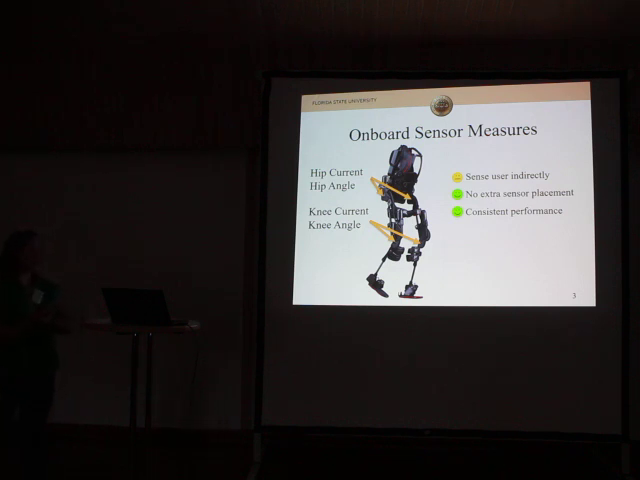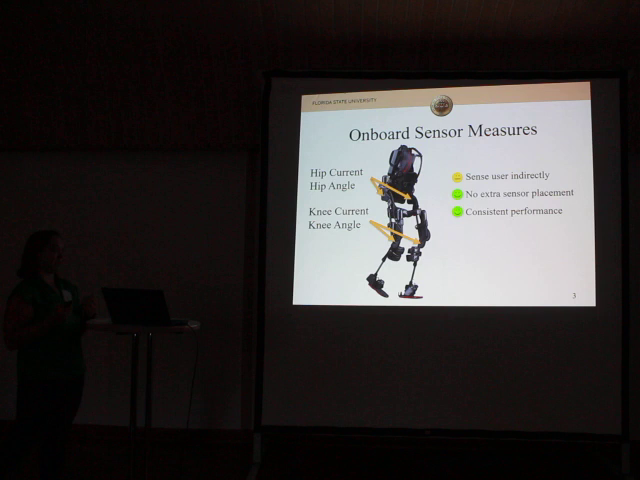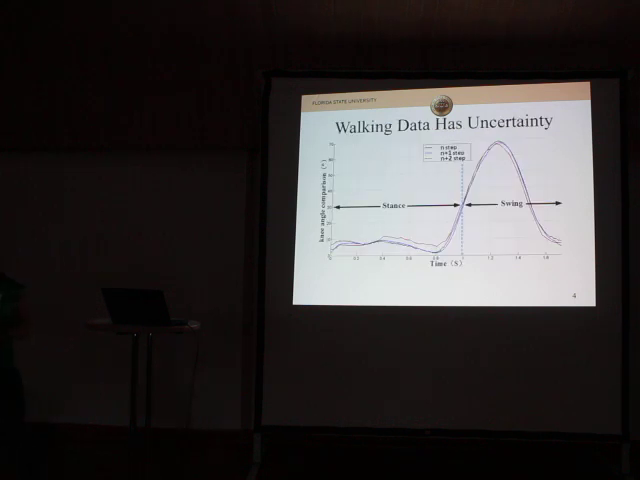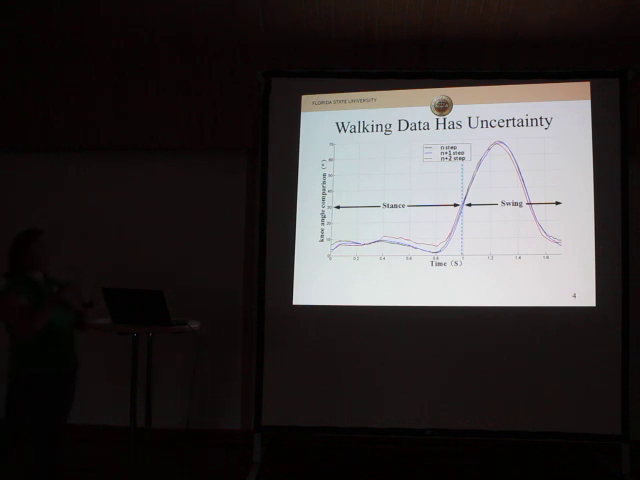Unfortunately, these sensors do not directly sense the human. They sense the human through interactions with the robot, so indirectly. But fortunately, there's no extra sensor placement needed, making donning and doffing the device fairly simple. And because they are rigidly attached to the device, we often see more consistent performance. So we decided to develop an intent recognition algorithm based on these onboard sensor signals that takes into account the fact that walking data has uncertainty.